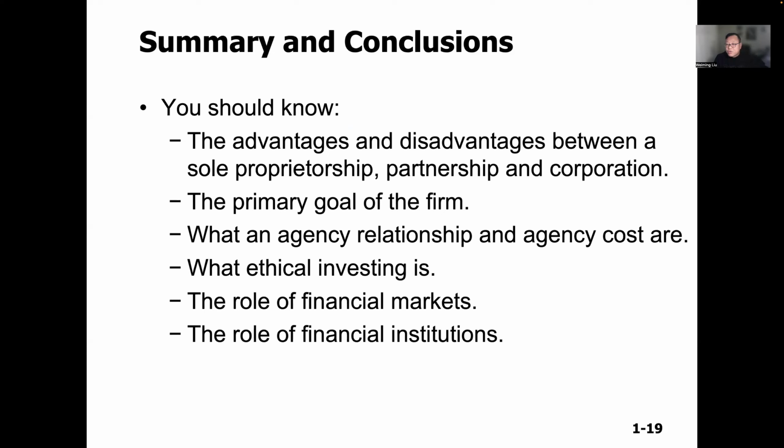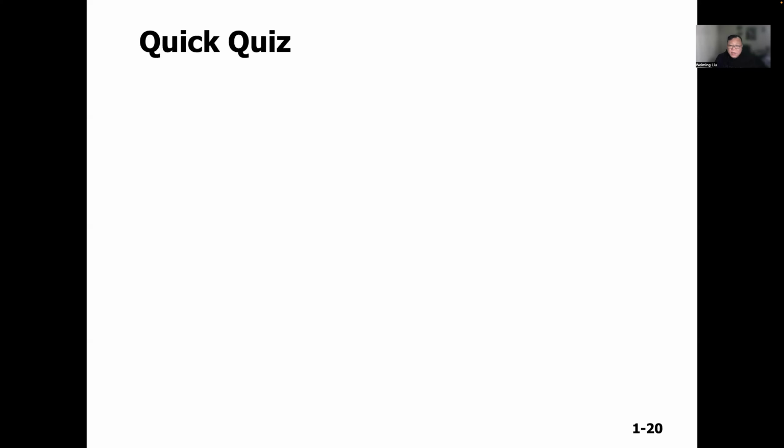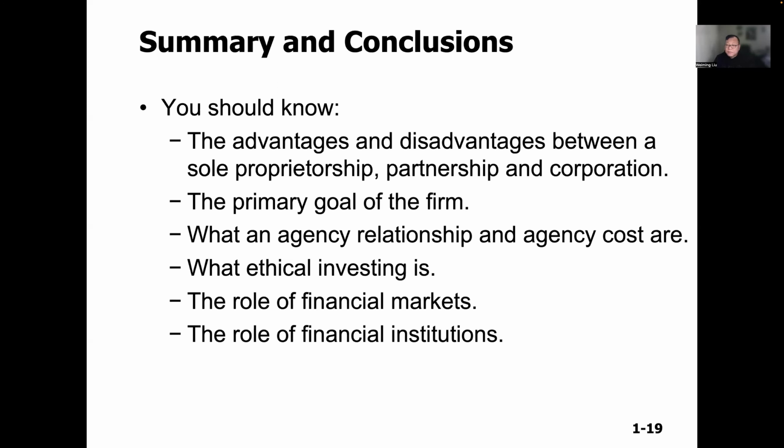The role of the financial market is supplying funding, money, right? This money will be used by companies, public companies. The role of financial institutions is to serve as intermediaries, right? Okay, so that's for chapter 1.